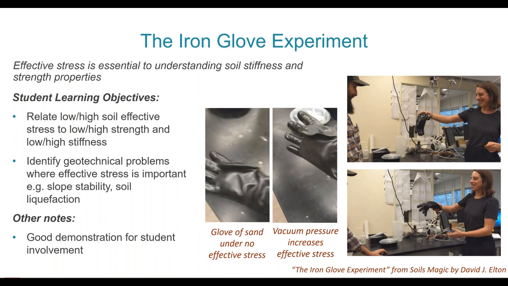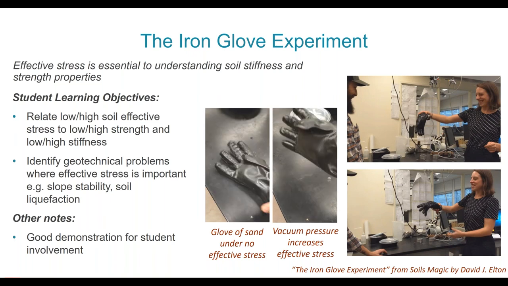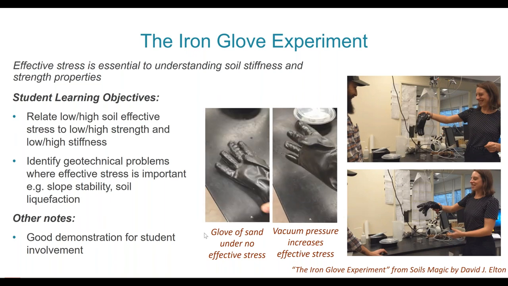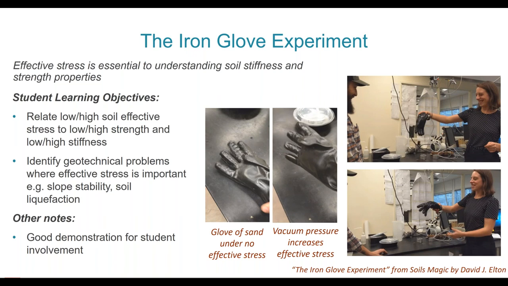on the left, which is full of that fine Ottawa sand. The glove is soft and weak. And then on the right, we put it under vacuum pressure and increase the effective stress significantly. So the effective stress increases from zero to something higher. And you see that the glove is then full of stiff, strong sand.